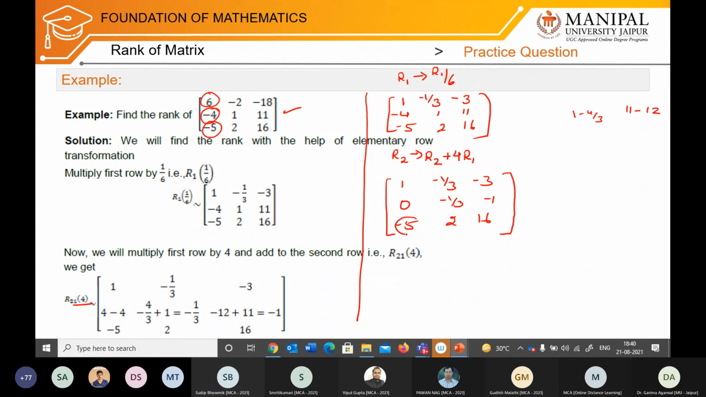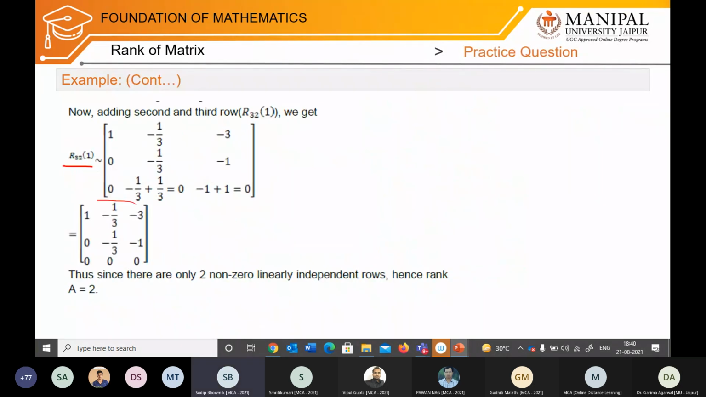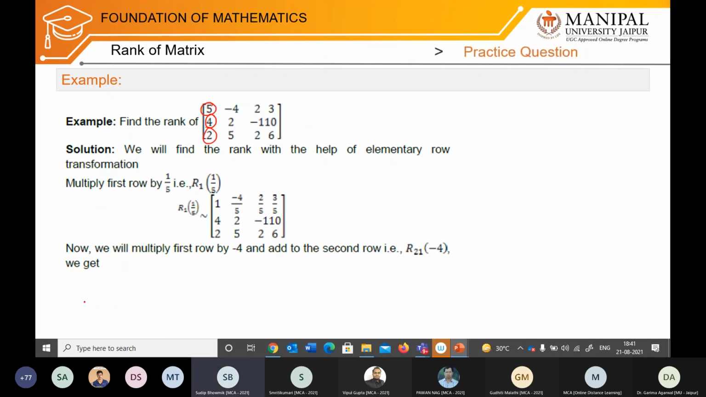Now my next target is to convert this element into 0. In a similar manner, on R3 we apply R3 plus 5R1, right? So this element will convert into 0, irrespective of these two elements. I least bother whatever these elements are, they can be 0, they cannot be 0, right? So after all this process, we reached this matrix, right? That means all the elements of one row are 0, right?